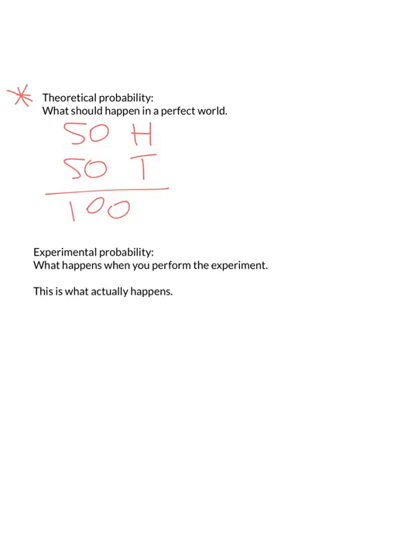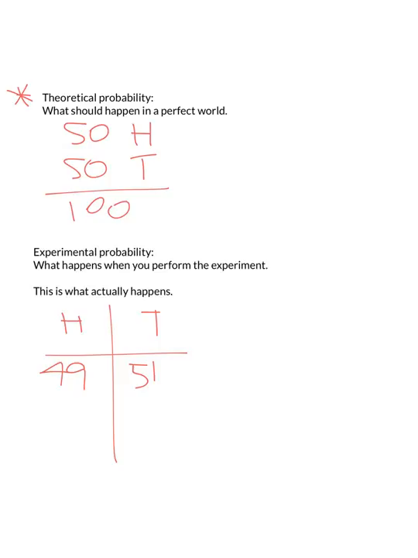But experimental probability is what actually happens when you perform the experiment. So if you were actually keeping a tally chart and you flipped it 100 times, you might end up with 49 heads and 51 tails. So the theoretical is in a perfect world, what should happen, and the experimental is what really happens when you perform the experiment.